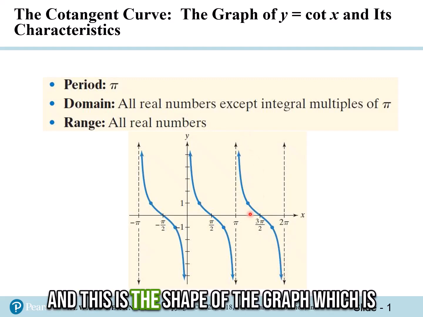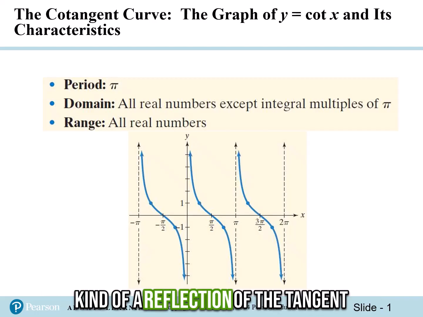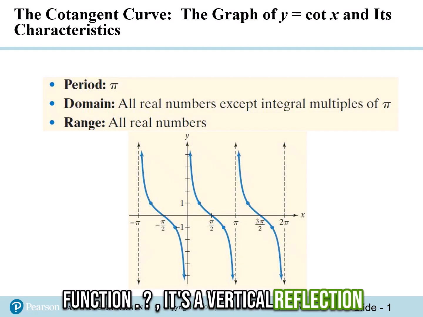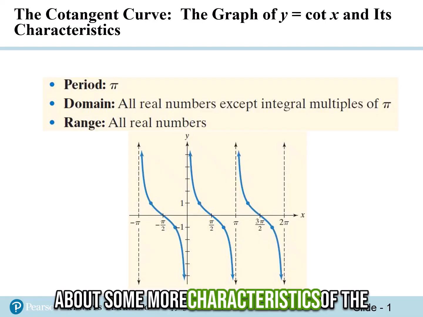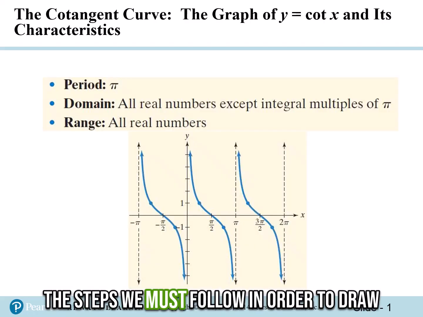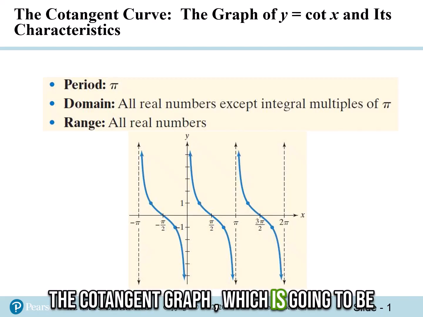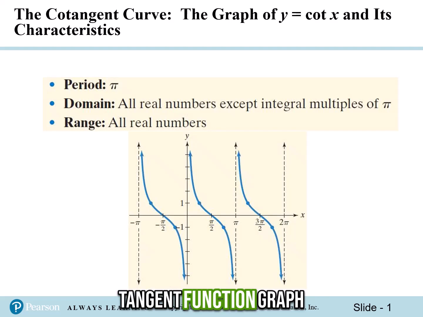And this is the shape of the graph, which is the same as the tangent function, but it is kind of a reflection of the tangent function. It's a vertical reflection. All right. So in the next slide, we will learn about some more characteristics of the cotangent curve, and then we'll go on to the steps we must follow in order to draw the cotangent graph, which is going to be pretty similar to what we learned about the tangent function graph.